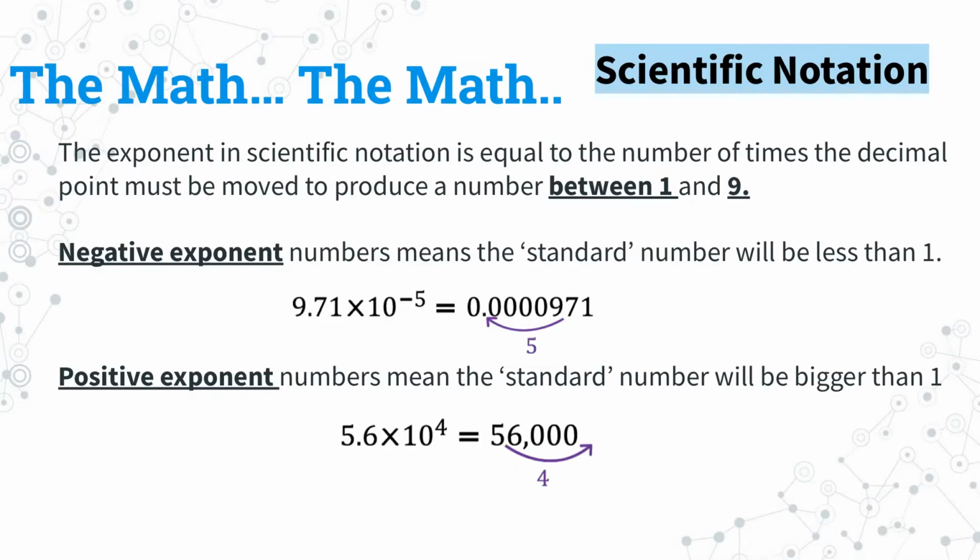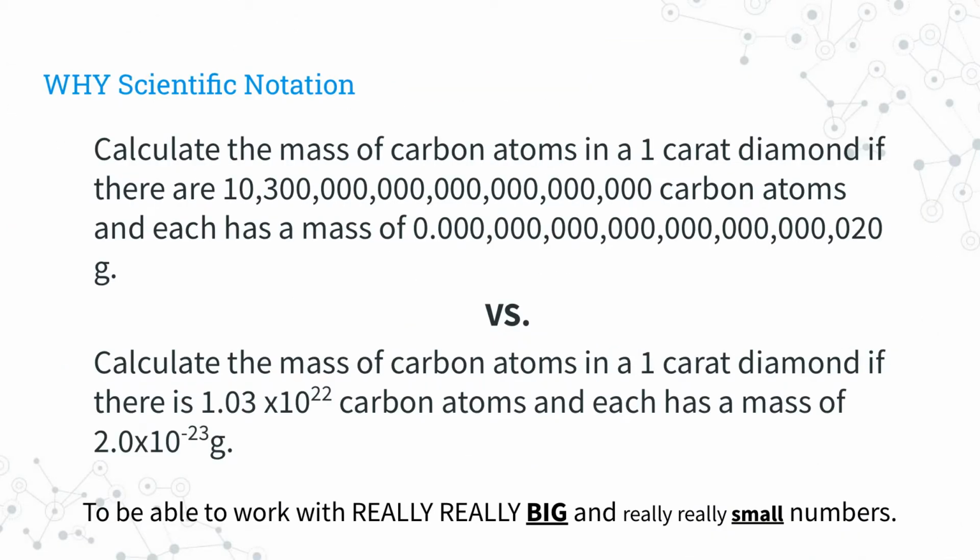So scientific notation, let's just remember, the exponent in scientific notation is equal to the number of times the decimal point must be moved to produce a number between 1 and 9. Negative exponent numbers mean that the standard number will be less than 1. A positive exponent number means that the standard number will be bigger than 1. Why do we use scientific notation?